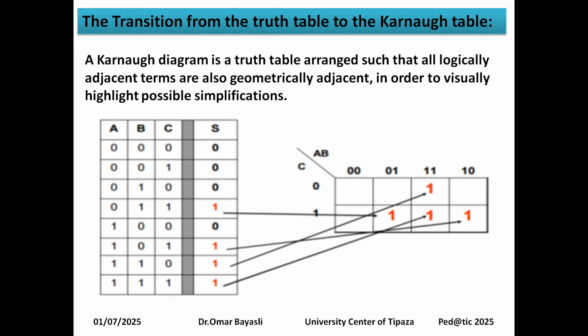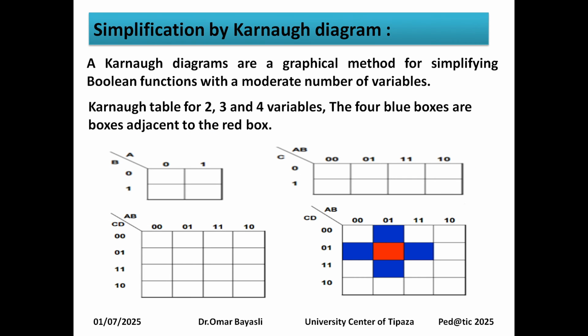The transition from the truth table to the Carnot table is given like the following figure. We have the truth table of 3 variables and 1 output. We always start by the number 1 in the Carnot table before grouping these elements to simplify the function.